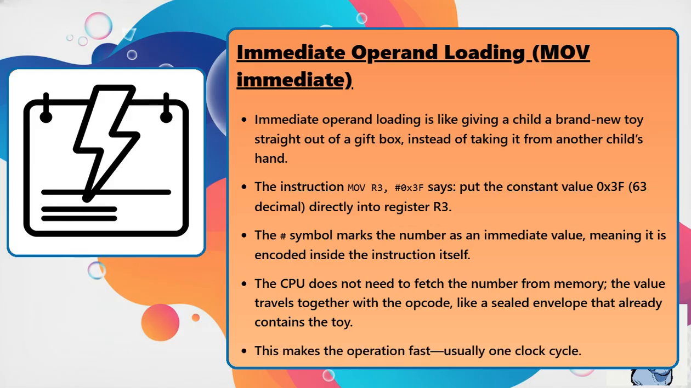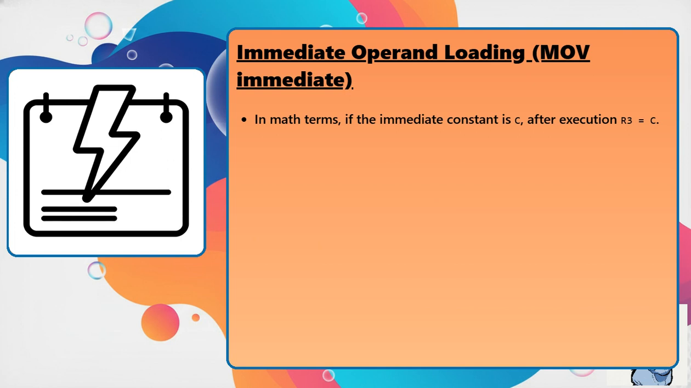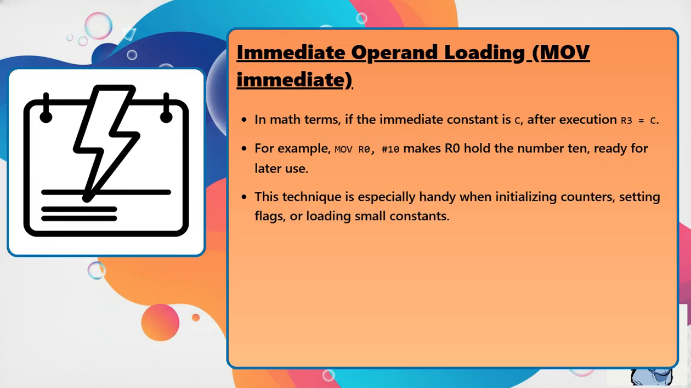This makes the operation fast, usually one clock cycle. In math terms, if the immediate constant is C, after execution R3 equals C. For example, MOV R0, #10 makes R0 hold the number 10, ready for later use. This technique is especially handy when initializing counters, setting flags, or loading small constants.